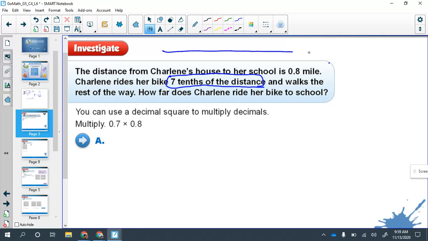So if this is the distance to school, Charlene rides part of it. She rides, I don't know, 7/10 of this line would be about right there. So this part is how far she rides her bike, and this part is how far she walks. To find this distance, we need to multiply. We can draw a model to help us understand this.